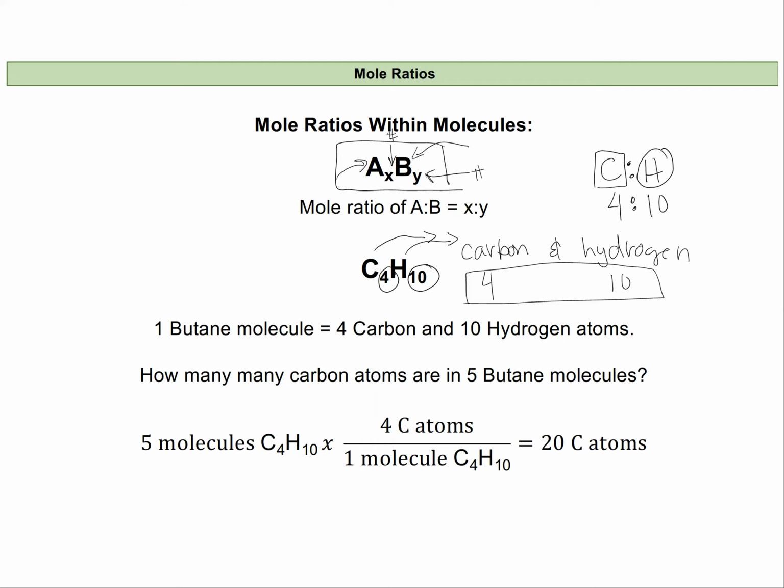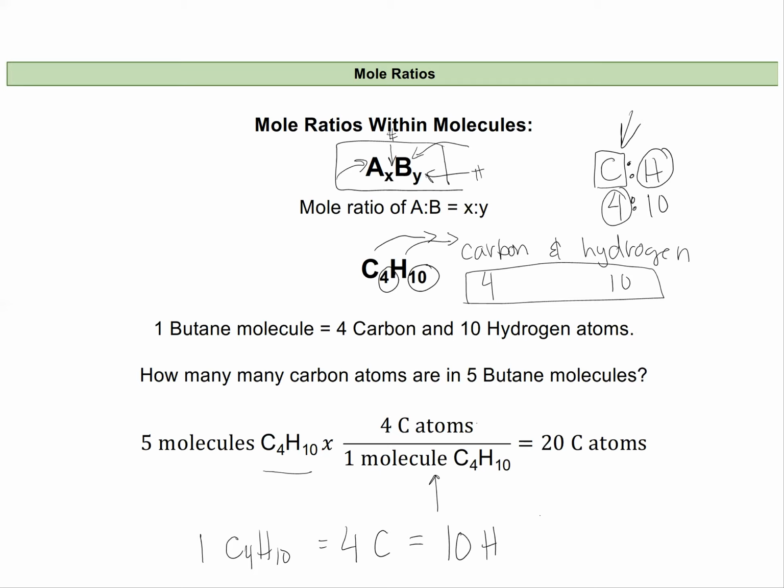So coming back, though, to our mole ratios within molecules, if I had 5 molecules of butane, and I really wanted to know about that number of carbon atoms, I would multiply it by my ratio of 4 carbon atoms, that came from that subscript, for every 1 molecule of my butane. I could write out a conversion factor that's 1 C4H10 equals 4 carbons, which also equals 10 hydrogens.